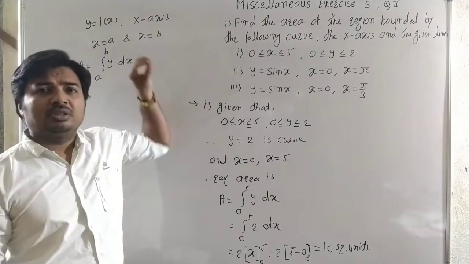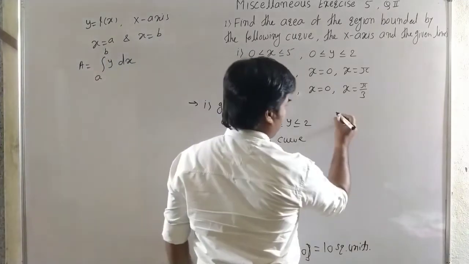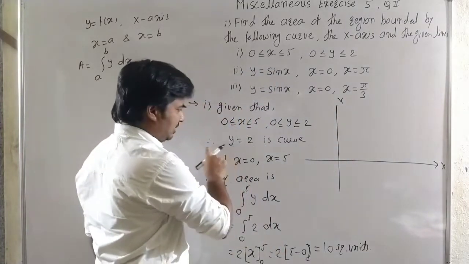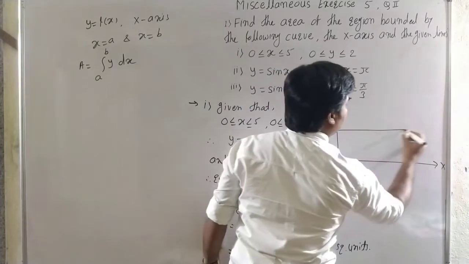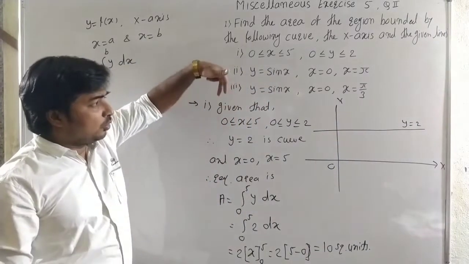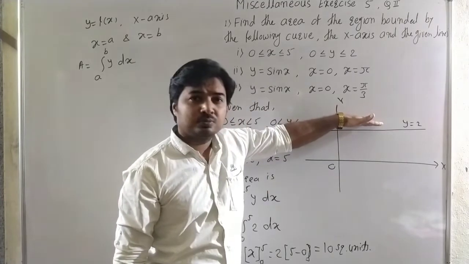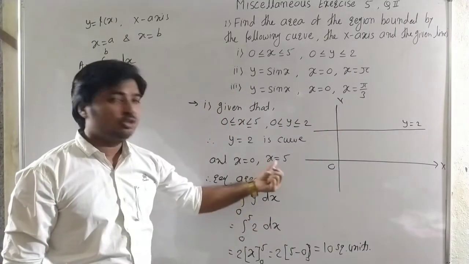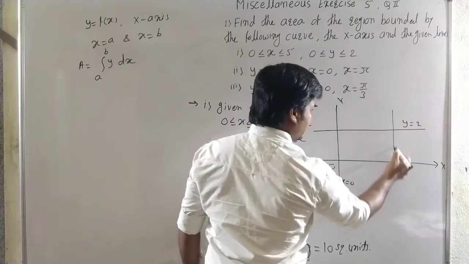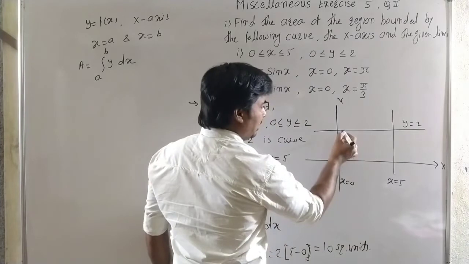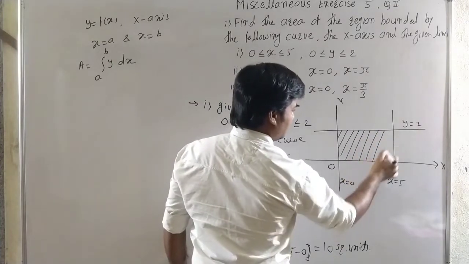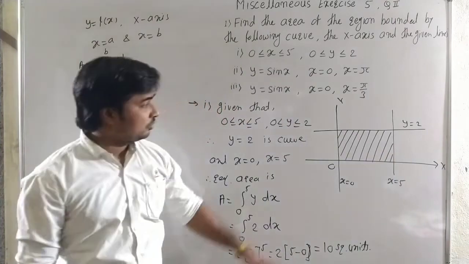Now in this example a diagram is not necessary, but we see the diagram here. It is the x-axis and it is the y-axis. Now the equation of the curve is a line, y is equal to 2. We want to find the area bounded by this curve, the x-axis, and in between these two lines, x is equal to 0 and x is equal to 5. Now we want to find the area of this region.